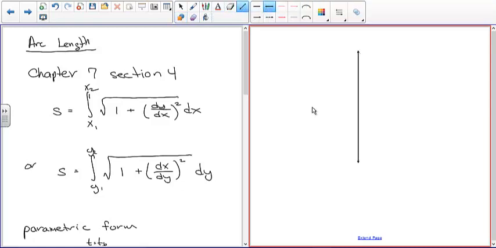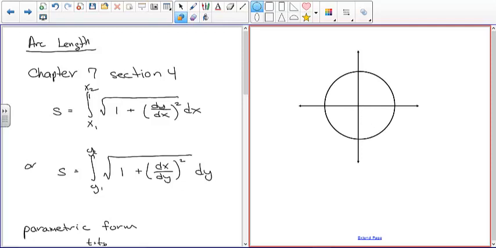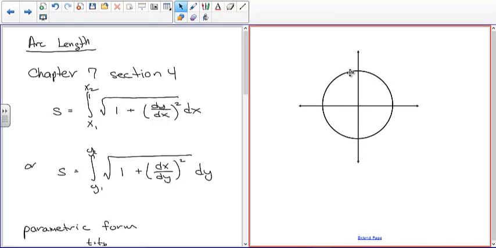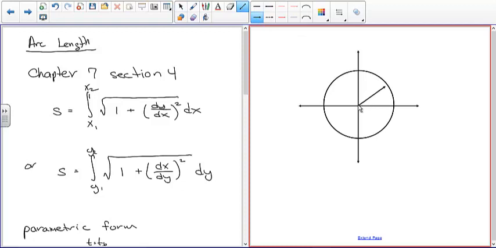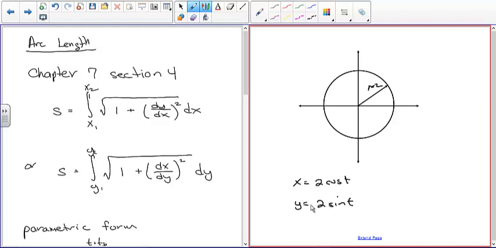We already know the answer, but let's show you how you do it using calculus instead of just memorizing the answer. So what we have is this circle, and it has a radius of 2, r equals 2. The x parametric equation was 2 cosine t. The y parametric equation was 2 sine t.